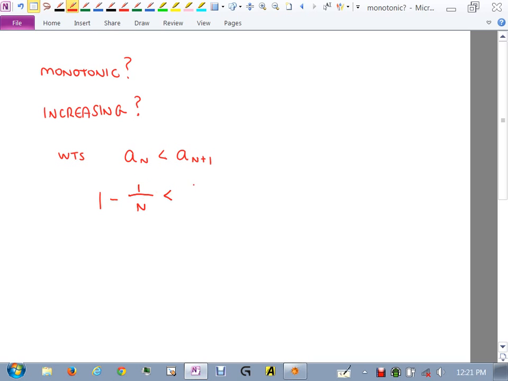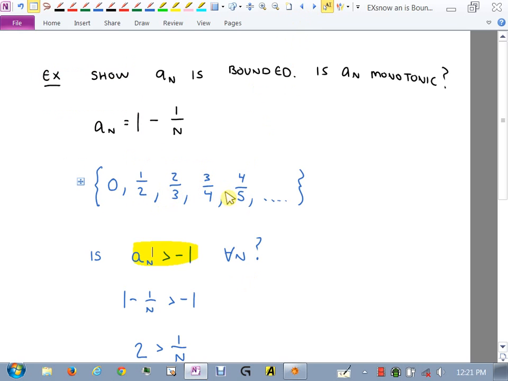I want to show that that's less than 1 minus 1 over what? N plus 1. See, I'm replacing the n with n plus 1. I need to show that that inequality is true. It's not enough to just sit there and say, oh yeah, that's obvious. Look, they're getting bigger. I mean, I agree they are, but we have to be precise.